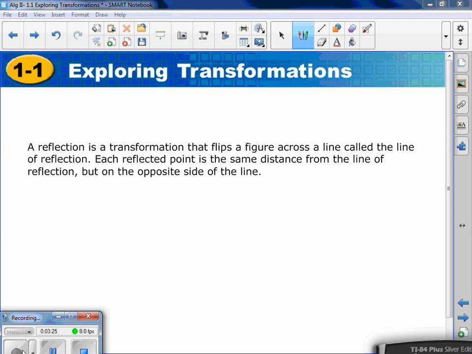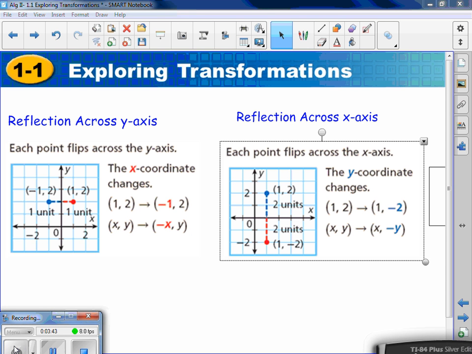Another type of transformation is a reflection. A reflection is a transformation that flips the figure across a line called the line of reflection. Each reflected point is the same distance from the line of reflection, but on the opposite side of the line. For reflections across the y-axis, the x-coordinate is going to change. If I had the original point of 1, 2, it now becomes -1, 2. It reflects over the y-axis. In general, if we have any x value, you make it negative. If it reflects over the x-axis, 1, 2 again, the y value gets changed. Instead of being +2, it now becomes -2.